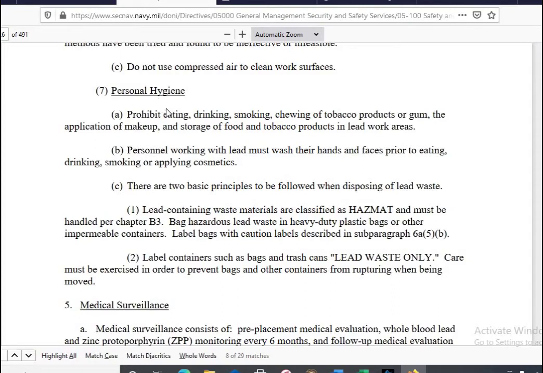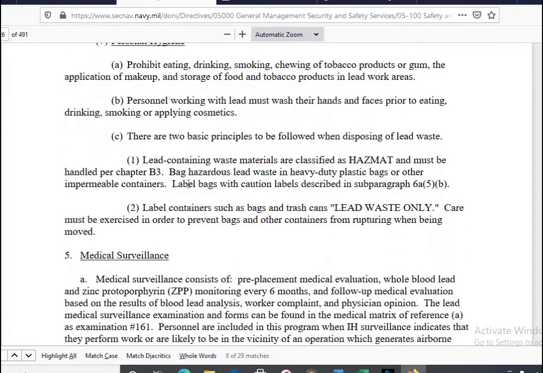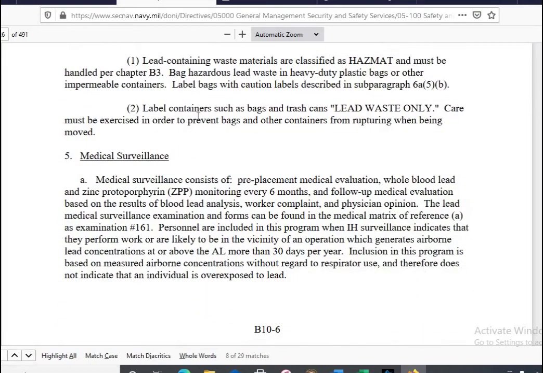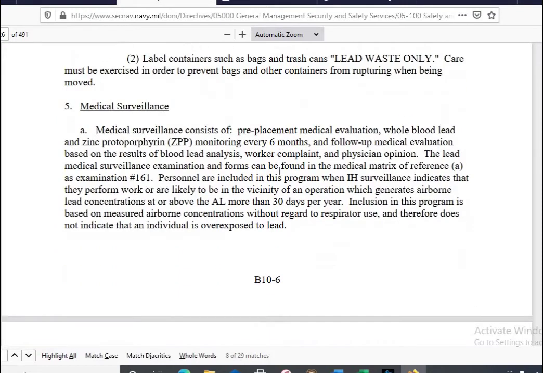Personal hygiene. Don't eat or drink when working with lead. Wash your hands and faces before you eat. Lead-containing waste materials are HAZMAT. I think that's important, especially because we go over the HAZMAT instruction for our bib as well. So note that lead-containing waste is considered HAZMAT. Lead containers must be noted as lead waste only.